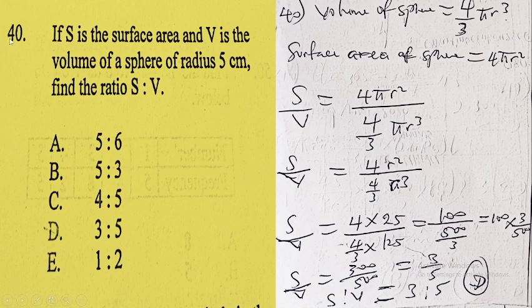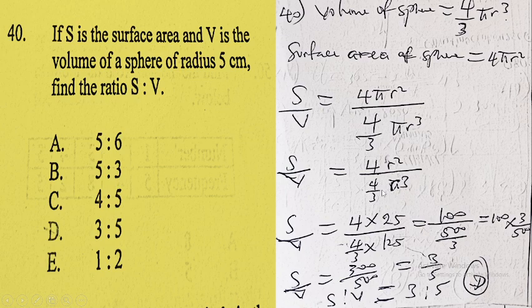Question number 40. If S is the surface area and V is the volume of a sphere of radius 5 centimeter, find the ratio of the surface area to the volume. We know the volume of a sphere is 4 over 3 pi r cube, and the surface area of a sphere is 4 pi r square. So to form this ratio, that means you have S divided by V, which is surface area divided by volume. So which is 4 pi r square, for surface area, divided by the volume, 4 over 3 pi r cube. Pi will take care of pi.